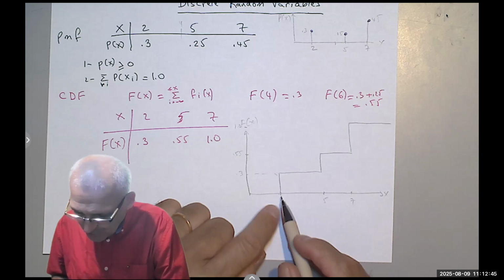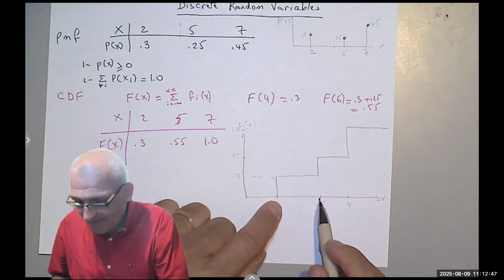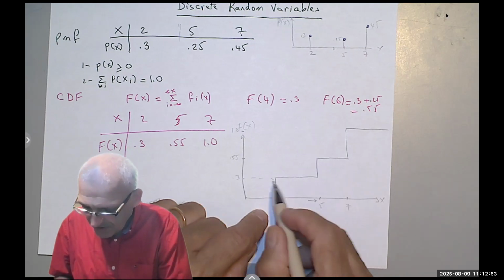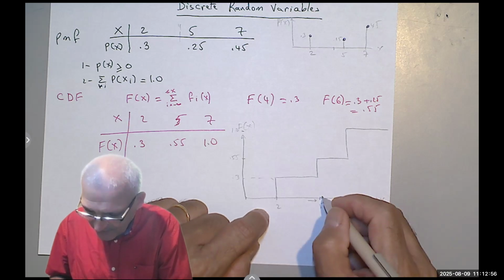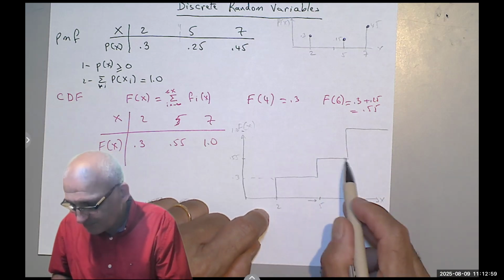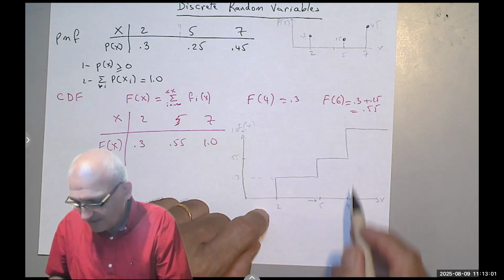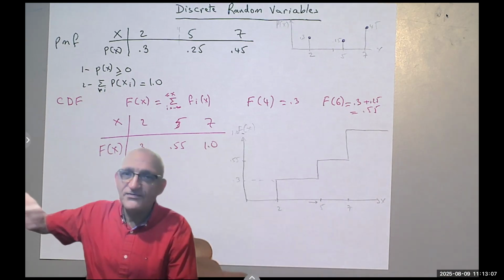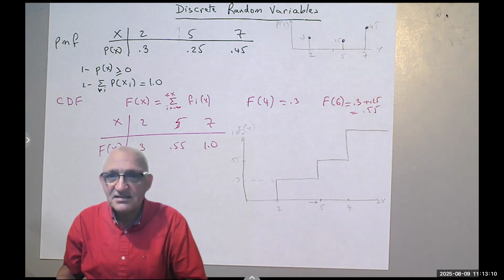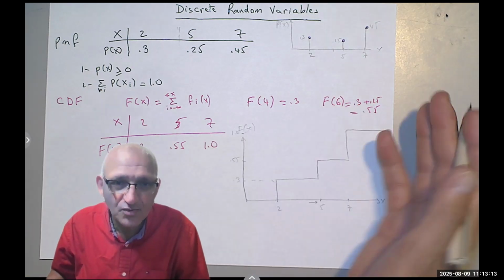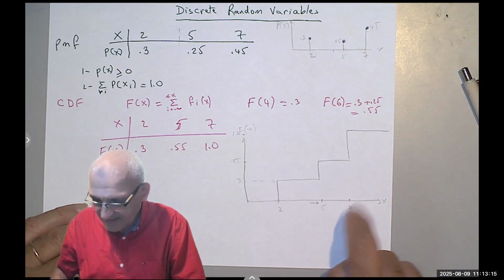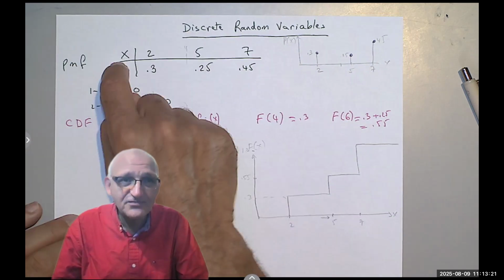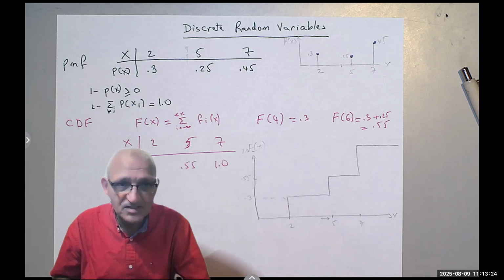If I am between 2 inclusively and 5 exclusively, meaning approaching 5 from the left and getting very close, it's 0.3. Once I hit 5, it jumps and it stays there until 6.999999. And then when I hit 7, it becomes 1. So f of 100 is 1. F of a billion is 1. Anything higher than 7, f of 7.1 is 1. So these are the two functions: the probability mass function and its summation, the cumulative distribution function.